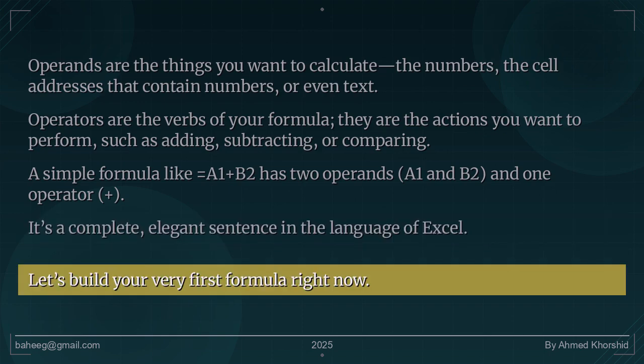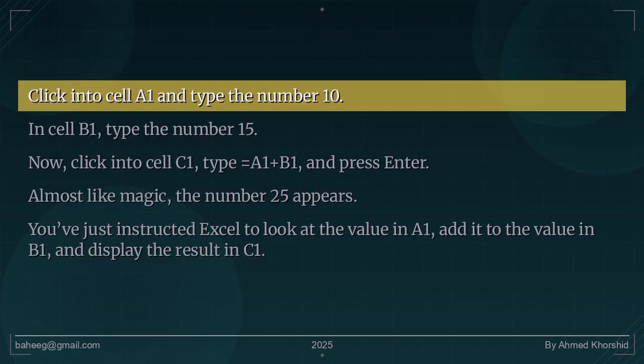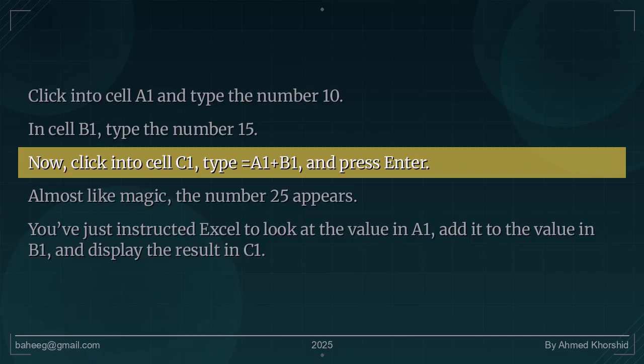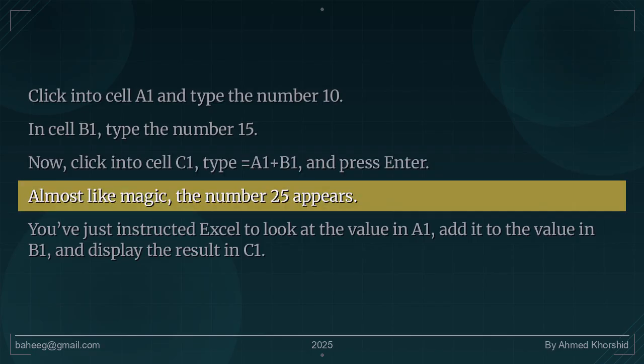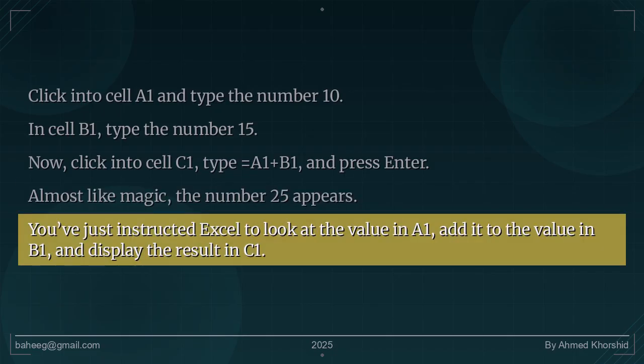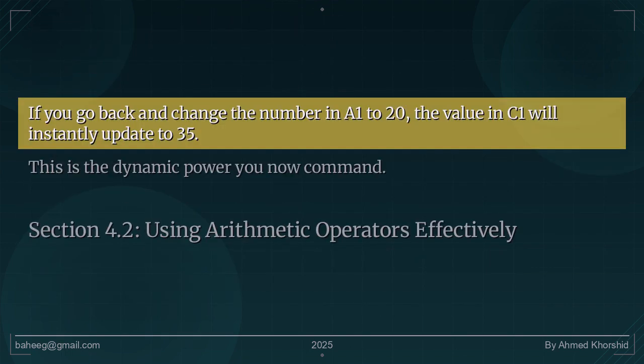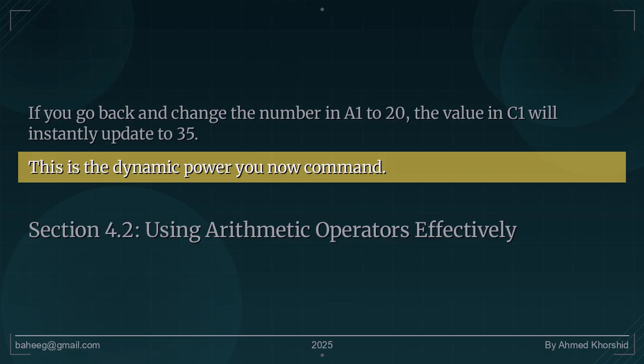Let's build your very first formula right now. Click into cell A1 and type the number 10. In cell B1, type the number 15. Now, click into cell C1, type equals A1 plus B1, and press Enter. Almost like magic, the number 25 appears. You've just instructed Excel to look at the value in A1, add it to the value in B1, and display the result in C1. If you go back and change the number in A1 to 20, the value in C1 will instantly update to 35. This is the dynamic power you now command.